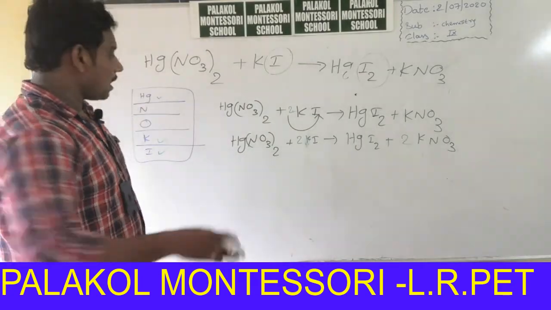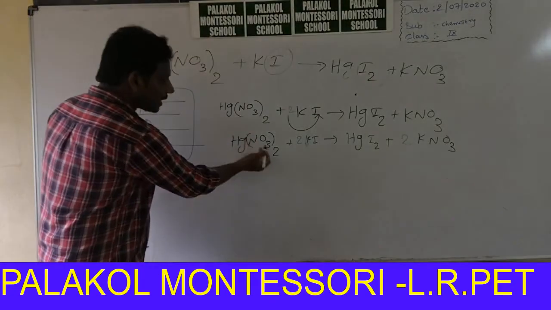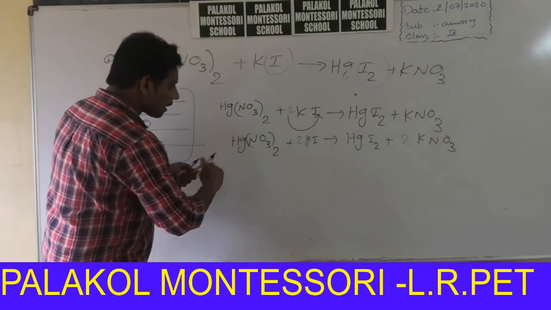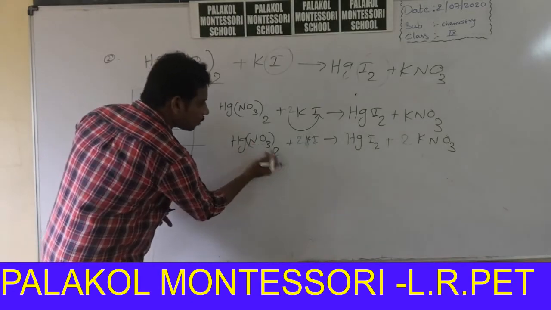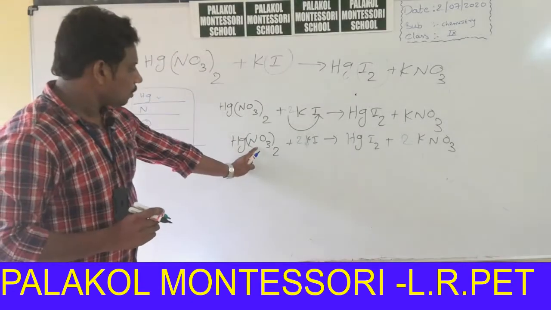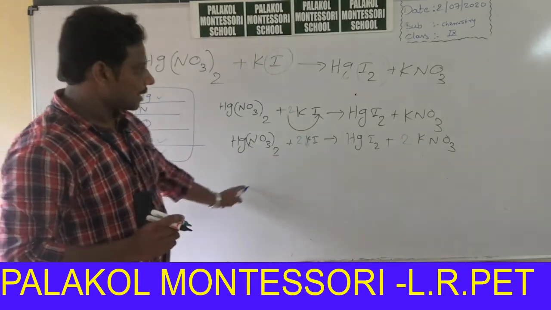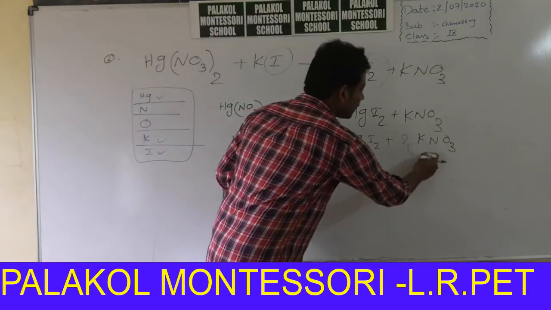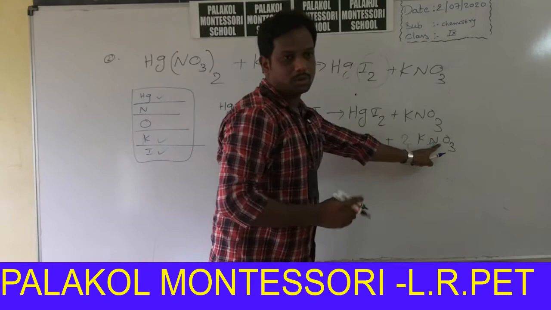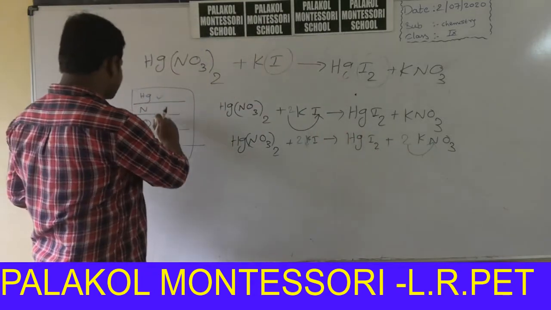Now go for nitrogen atoms. How many nitrogen atoms are there? Here no number is there, that means 1. 1 into 2, 2 nitrogen atoms are there. Here how many nitrogen atoms are there? 2 into 1, 2. So nitrogen atoms are balanced.